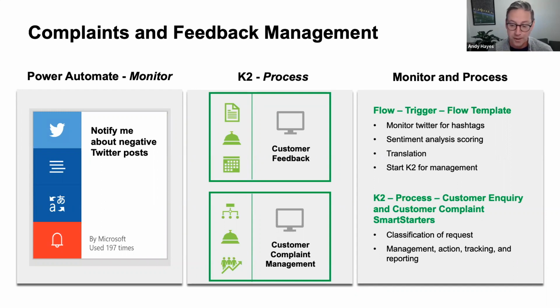When a tweet has been tweeted into the Twitter sphere, including their organization's name, we'll use Power Automate to grab that tweet. We'll do some sentiment analysis. We can even do some language translation as well. And then we'll go off and pass that information to a K2 workflow. And within the K2 workflow, we'll use the sentiment analysis score to work out if it's feedback or if it's a complaint. And if it is a complaint, we can do escalations and further complex processing within the K2 workflow itself.